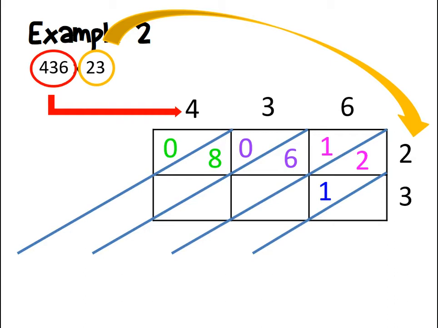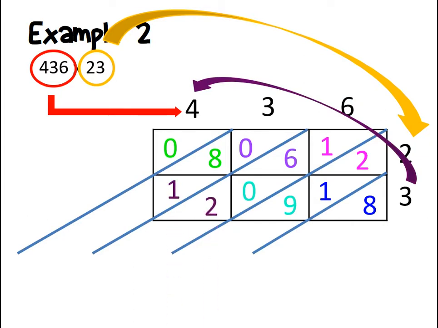3 times 6 is going to give you 18. 3 times 3 is going to equal 9. 0 in the top triangle, 9 in the bottom triangle. And then 3 times 4 is going to give you 12. Now we're going to add.